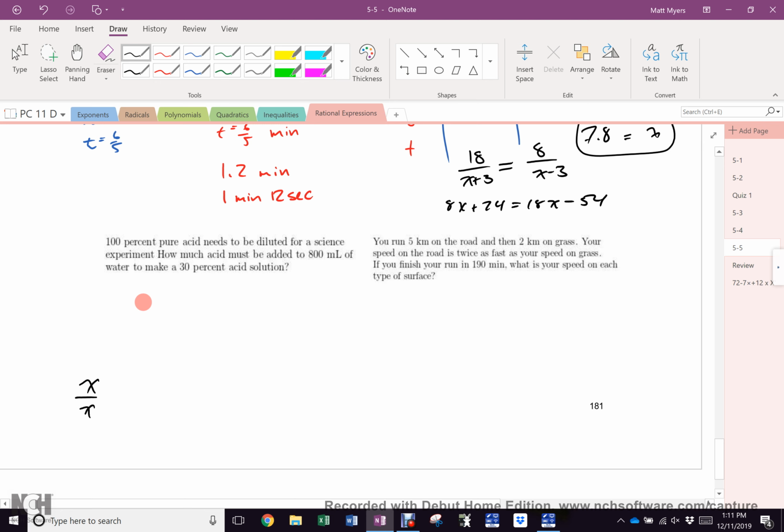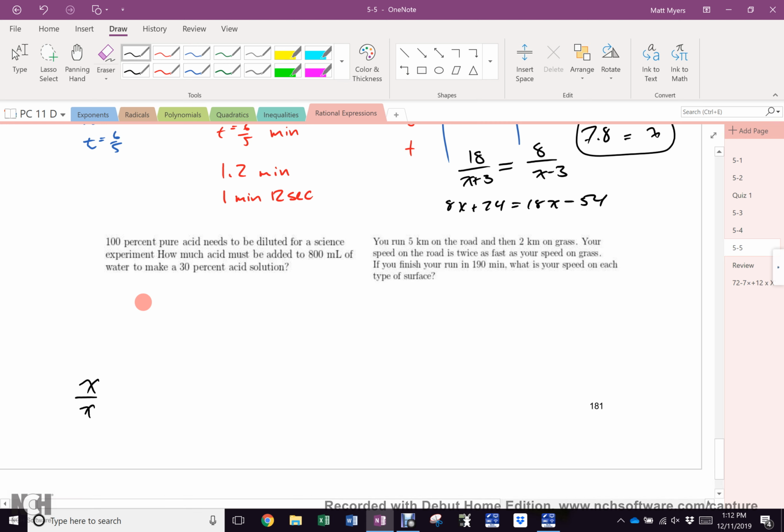Everybody with me? Okay. Now I'm going to add some water. Right? How much water am I going to add? 800 milliliters. I'm going to add 800 milliliters of water, yes? So in this cup right now is 30 milliliters of acid, yes? When I pour in 800 milliliters of water, how much liquid will be in here?